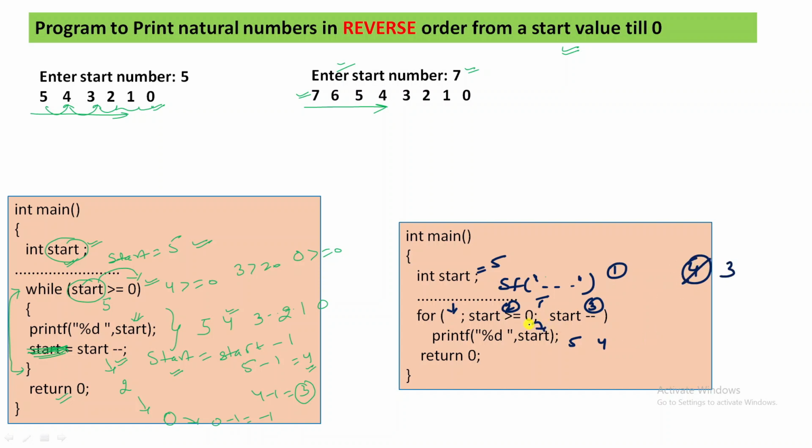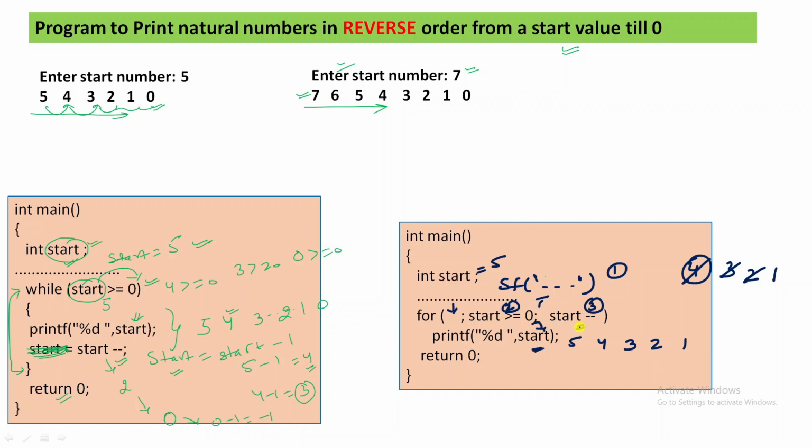Now 3 is greater than 0, yes, so you will print via this. Then again you will go to this updation. Start is currently 3, now it will change to 2. 2 is greater than 0, yes, so you will print 2. Then you will again go here and decrement this. Check this: 1 is greater than 0, yes, so print.